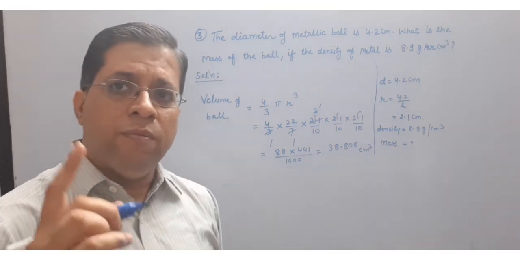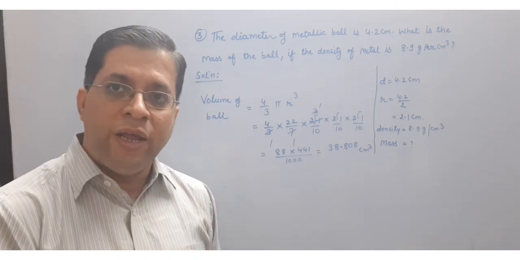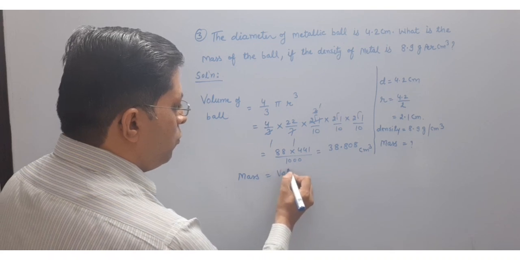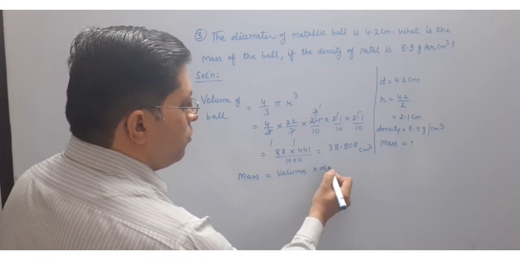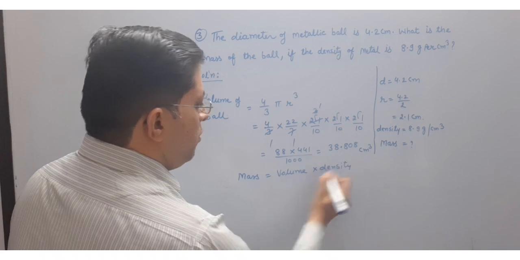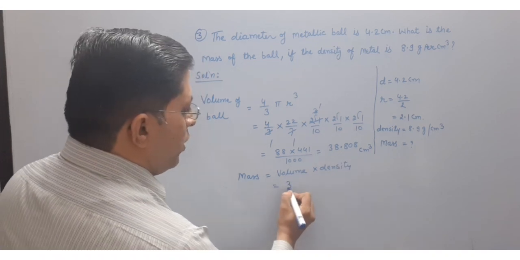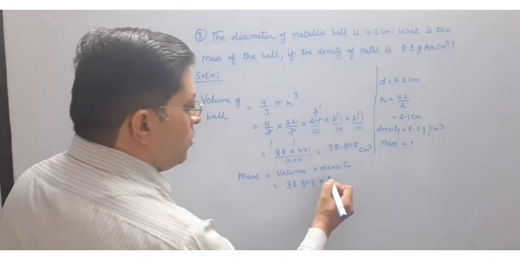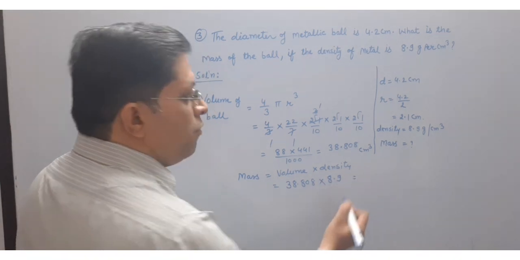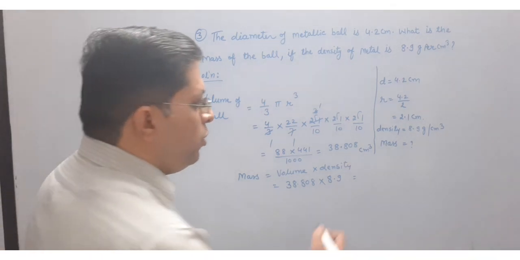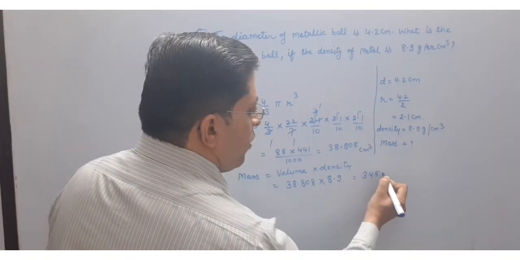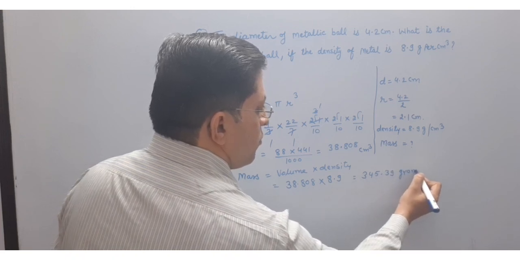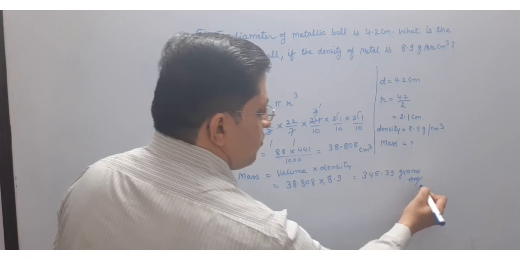Then what you have to find? Mass. Mass is equal to volume into density. Write down mass is equal to volume into density. What is the volume? 38.808. And what is the density? This is 8.9. When you multiply it, then what will you get? See, 345.39 grams. This is your answer.